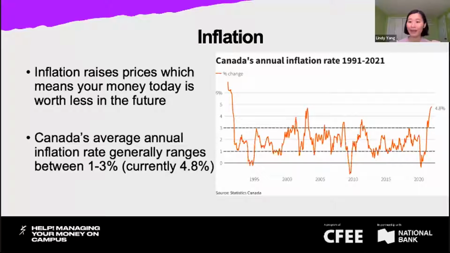Let's take the example of a loaf of bread. In 1970, a loaf of bread might have cost about 25 cents. Today, it costs closer to $2.50. So let's imagine that in 1970, you put a quarter into a piggy bank. Then you waited until today to take that quarter out to buy a loaf of bread. However, today, you would no longer be able to purchase a whole loaf of bread with only a quarter.